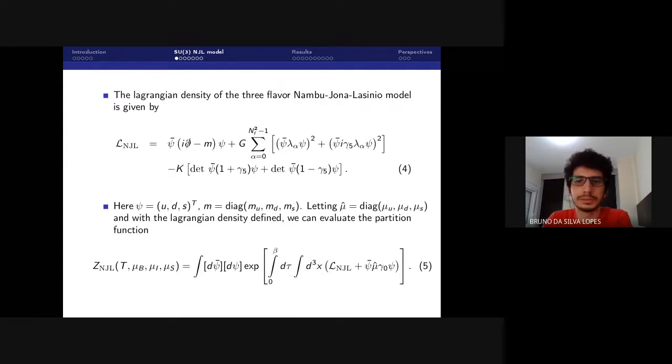So we want to work here in the Nambu-Jona-Lasinio model of three flavors. Equation 4 is the Lagrangian density of the model. Here psi is the quark spinor. M is a diagonal matrix of the quark masses, and defining the chemical potential matrix, we can evaluate the partition function.